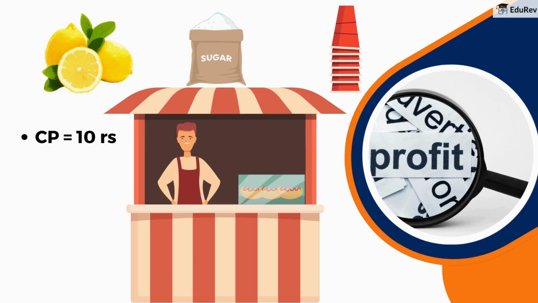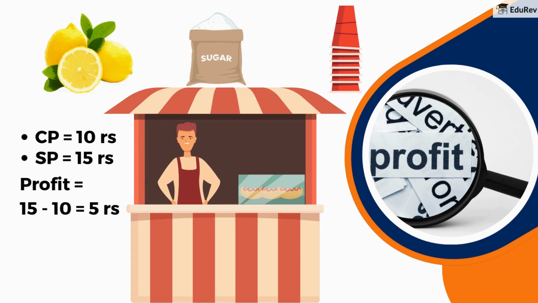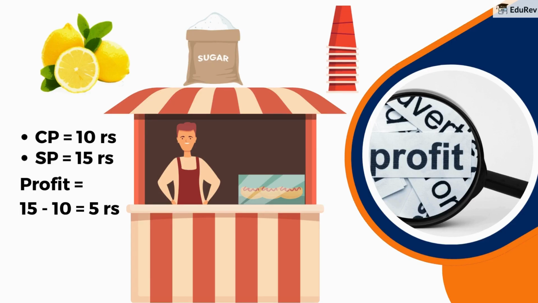Selling price, SP. This is how much you sell each glass for. If you sell it for 15 rupees, that's your selling price. Profit. If you sell a glass for more than it costs to make, you make a profit. In our example, you're selling for 15 rupees what cost 10 rupees to make. Your profit is 5 rupees per glass, 15 minus 10 is equal to 5.